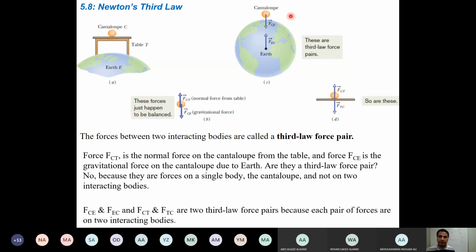This is just the discussion of what is considered a third law force pair and what is not. So in simple words, whenever you are talking about two forces, these two forces should be between two interacting bodies, and they should be applied on the two interacting bodies. Like you are standing on the earth, so you are applying your force on the earth and the earth is applying another force on you. So there are two forces, and they are applied on the two different objects. Okay, so that will be considered a third law force pair. Any question here? Because we are going towards the application.